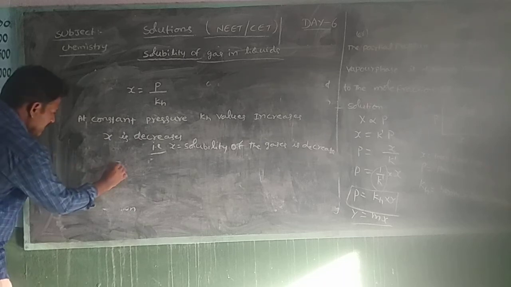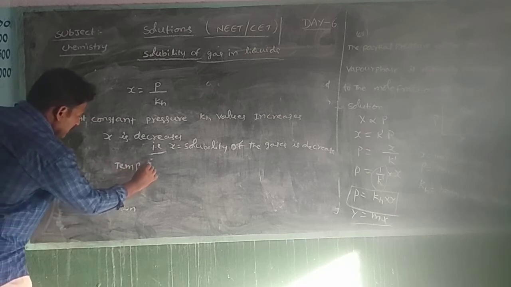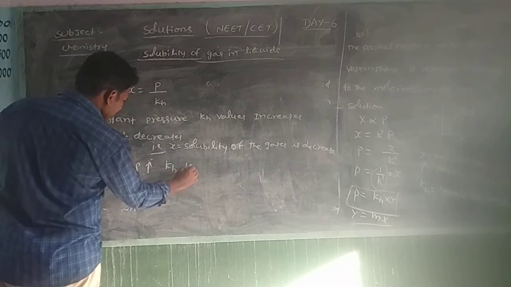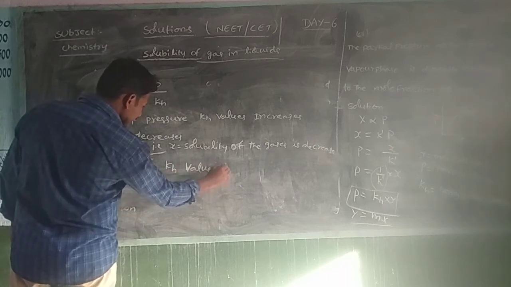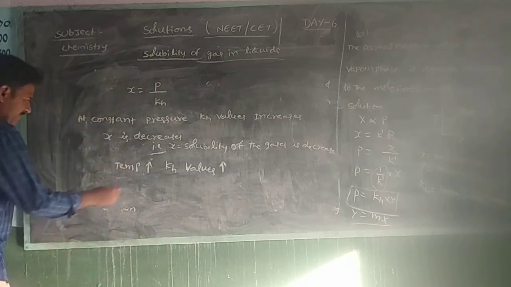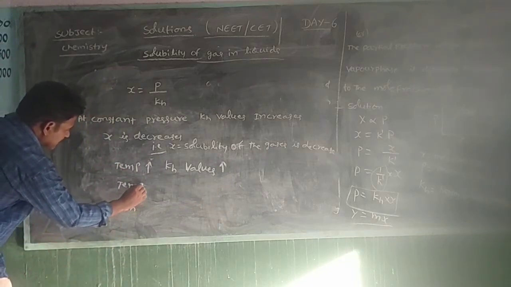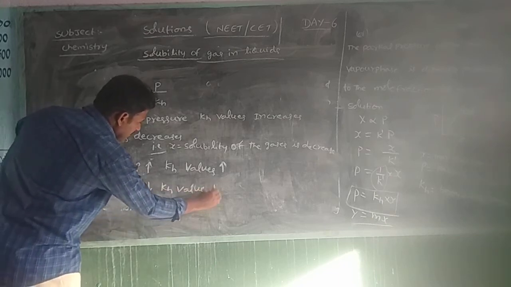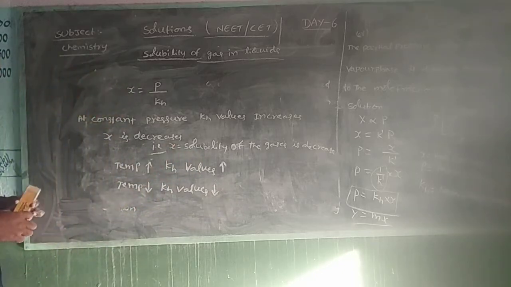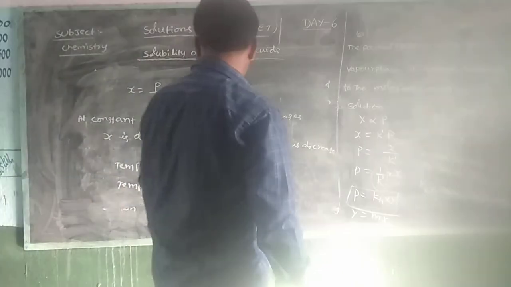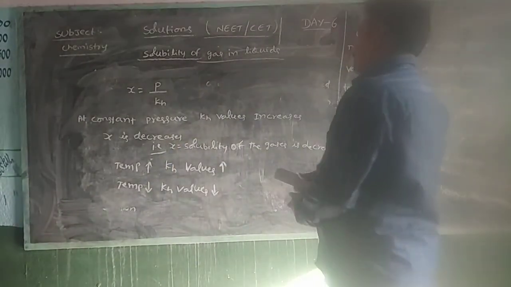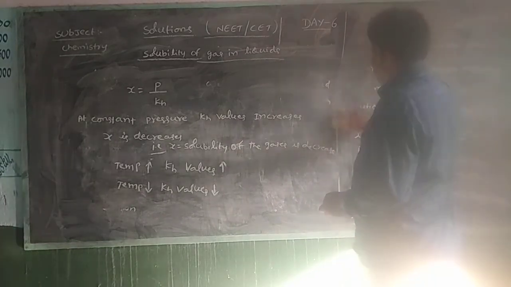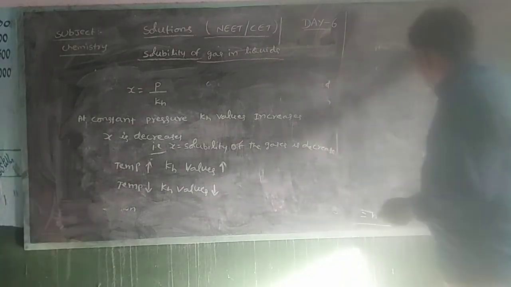When the temperature increases, the KH value also increases. When the temperature decreases, the KH value decreases. This is the concept. Temperature increases, KH values also increase. Temperature decreases, KH values decrease. Next, for example, oxygen and nitrogen.